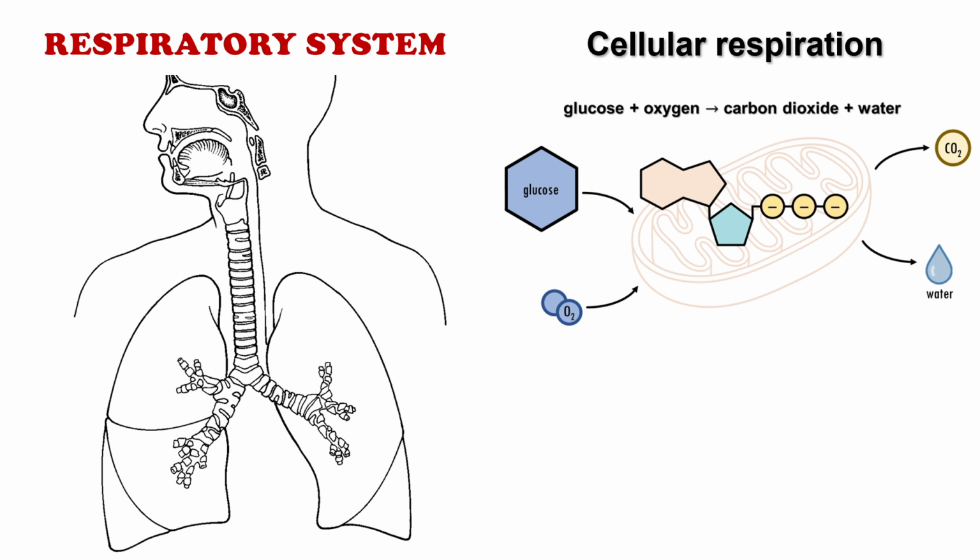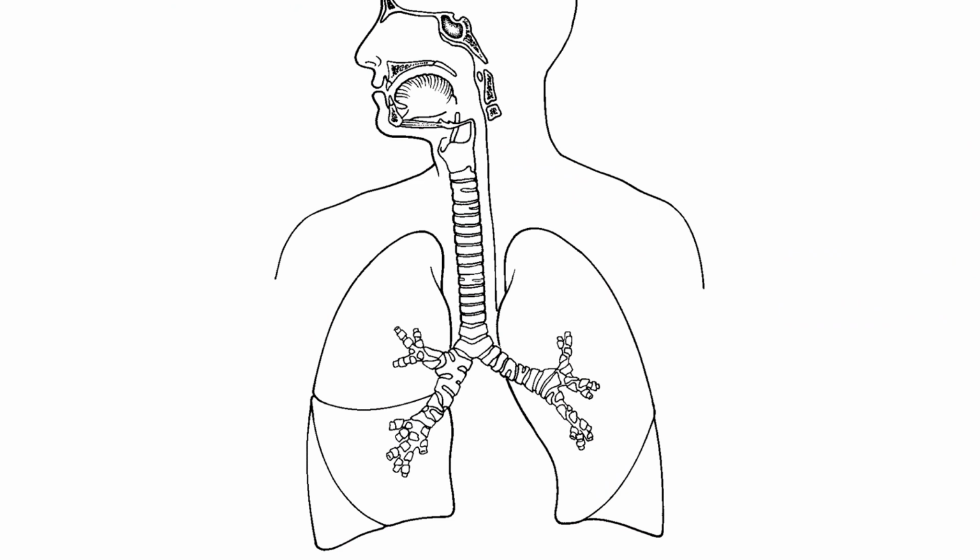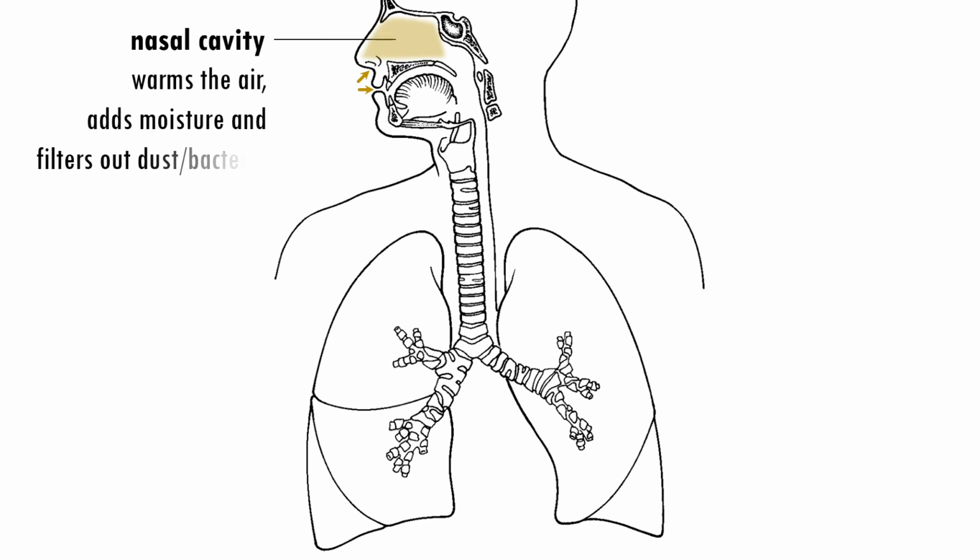Let's start with something simple. Take a deep breath in, hold it, and breathe out. Great! You've just used your respiratory system. When you breathe in or inhale, air enters through your nose or mouth. The nasal cavity warms the air, adds moisture, and filters out dust and bacteria. It contains nose hairs and tiny hair-like structures called cilia, which help trap dirt and particles.